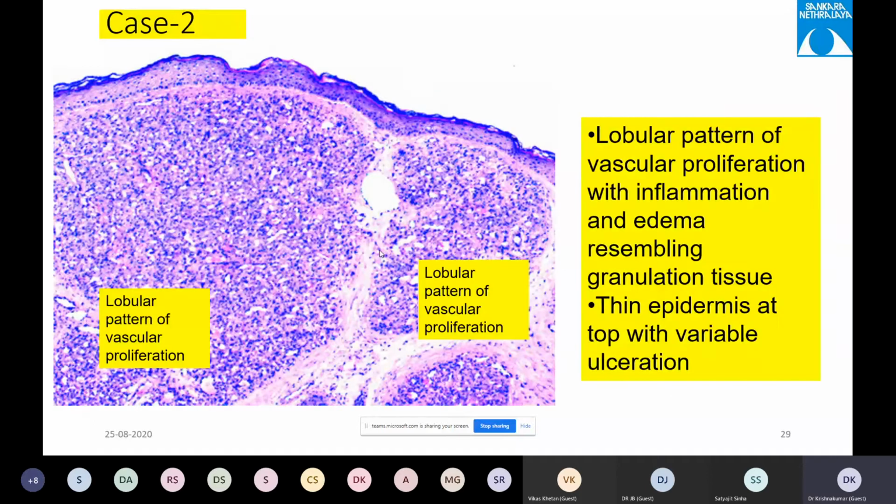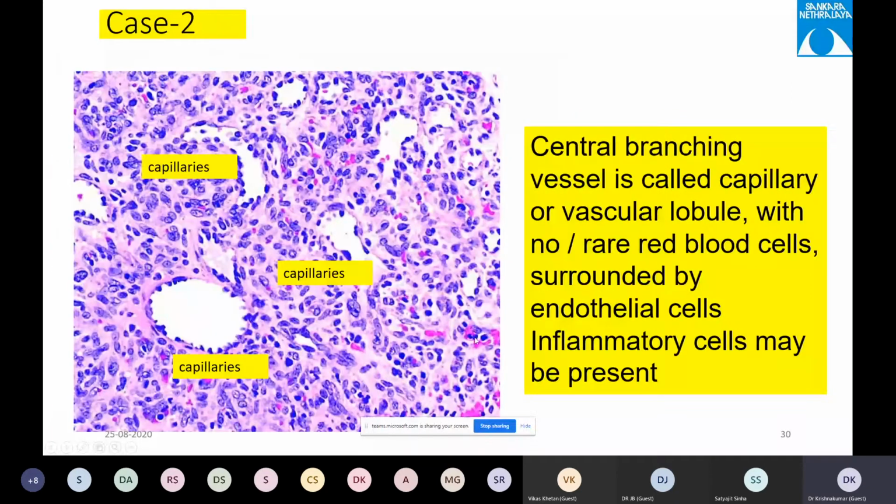Okay, histopathology, you find the epithelium is flattened, multiple lobules of capillary type blood vessels are seen, and you can find a lot of mixed inflammatory cells. This is very diagnostic of pyogenic granuloma. At higher magnification, you find the capillaries and the blood vessels and the mixed inflammatory cells.